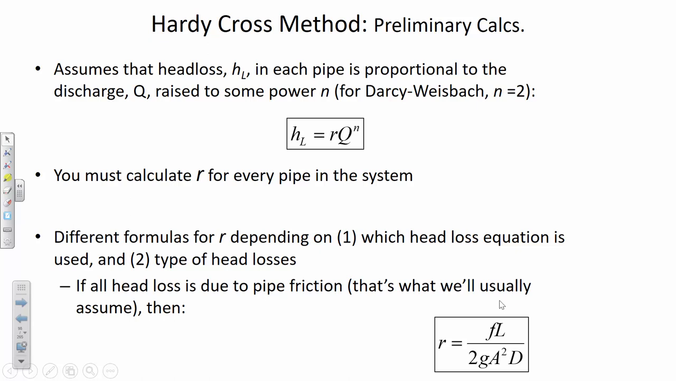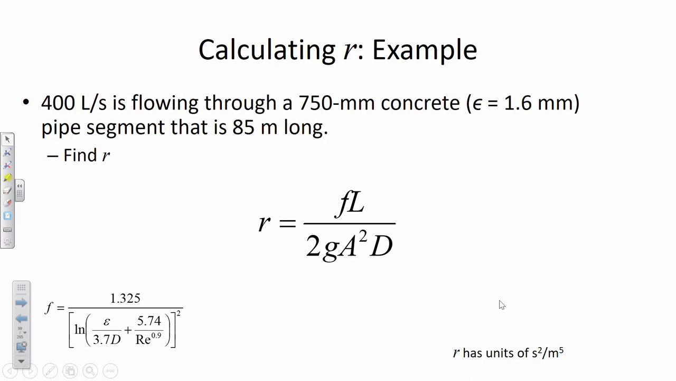Just as a starter of calculating the R value, will you just crunch the numbers on this one using the full Jain equation? I think this is good practice. So use the Jain equation to calculate f, and then put the f value and all the other characteristics into R.